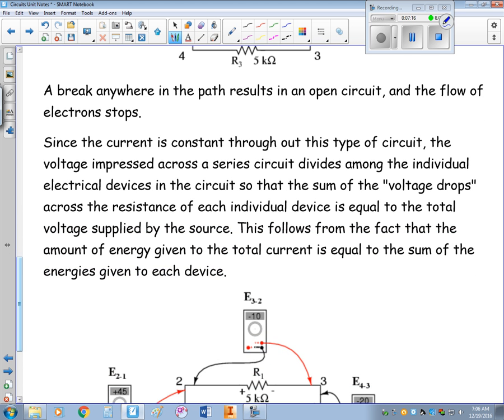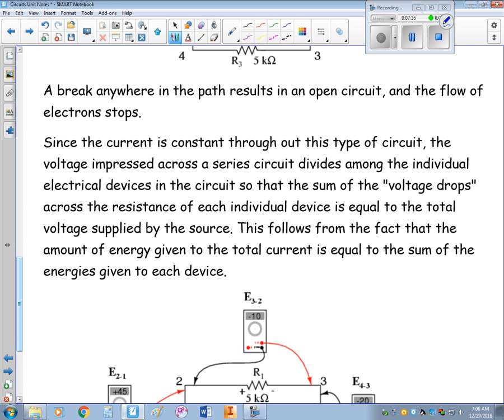Since the current is constant through this type of circuit, the voltage that's impressed across a series is divided up among the individual electrical devices in the circuit, so that the sum of all the voltage drops across the resistance of each individual resistor is equal to the total voltage supplied by the source.